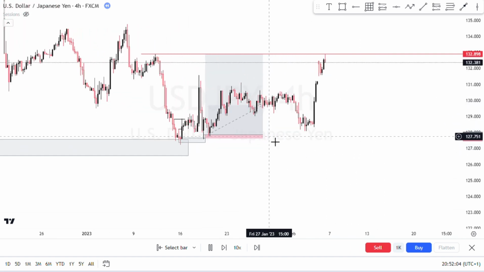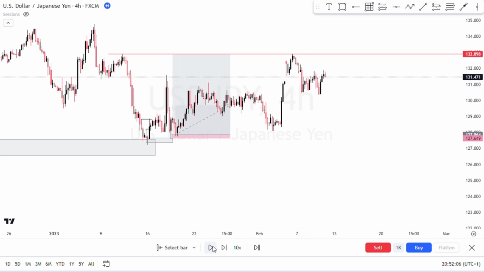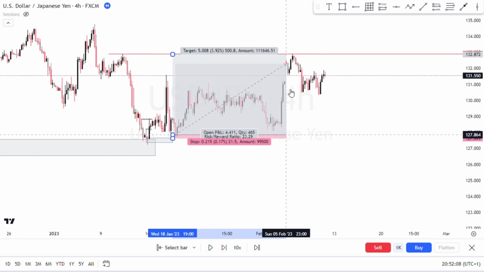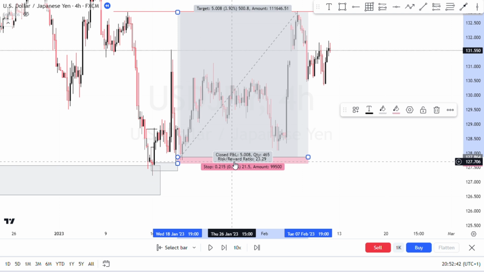Price is going down. Perfect. Consider price ended up tapping into our take profit. Can you see? So at the end of the day, you can see the risk to reward ratio is 1:23. Just imagine you risk 1% of your account on this trade and make a 23% return. So that's just for that.